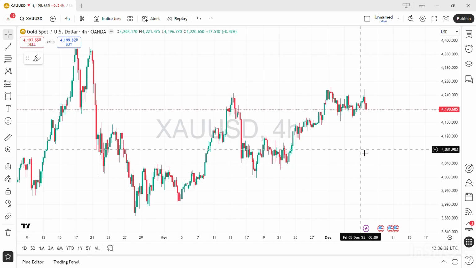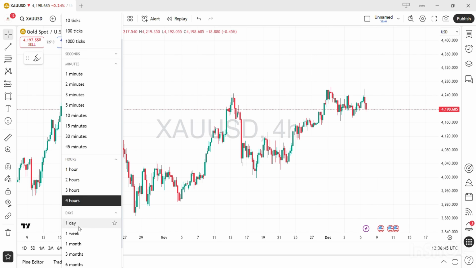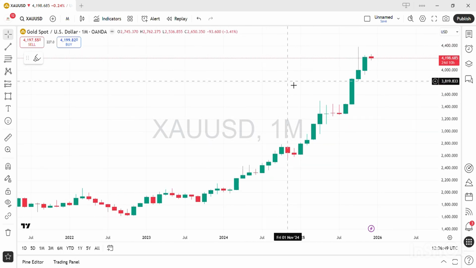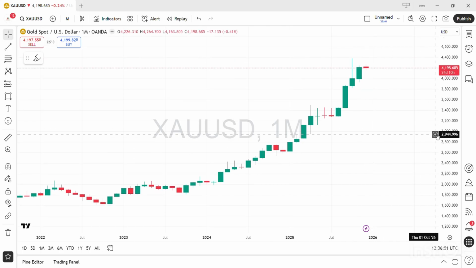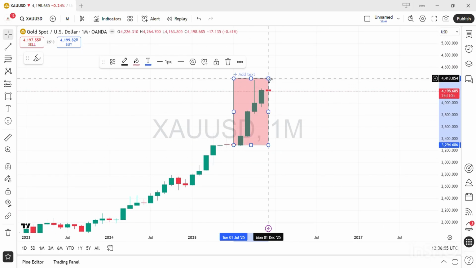Okay, so this is gold and this is the H4 chart, and let's try to analyze gold according to the higher time frames. So this is the monthly chart, and on the monthly chart gold has just completed its structure. Which structure? The three soldier pattern. And what is this structure?